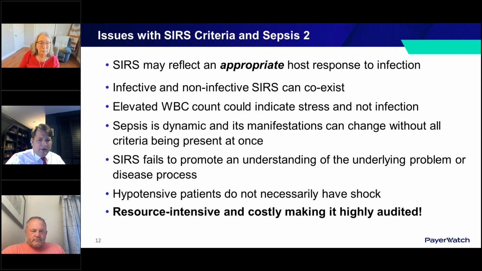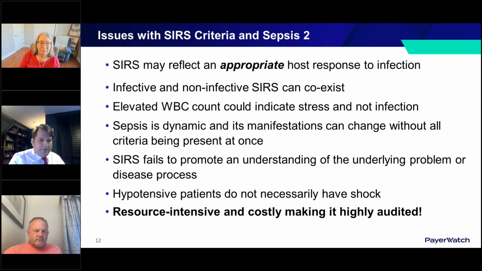We can have various criteria being present initially, and many times SIRS itself fails to promote an understanding of the underlying problem or disease process. And I can remember as an intern, at that point, I think our clinical documentation book was about 8 pages long. And the advice that I was given was, SIRS plus infection, you write down sepsis. And that was simple. It didn't really capture the problem, but it was simple.